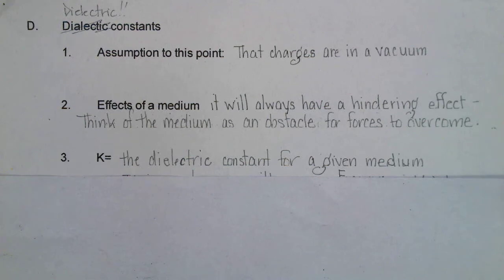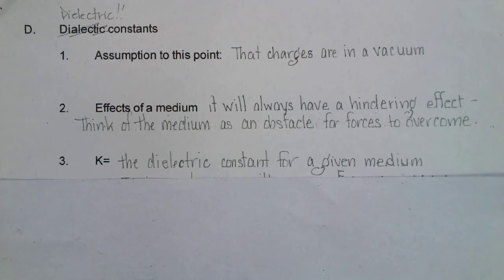It interferes with what's going on between the original charges because the dielectric material, which is, by the way, an insulator by nature, will become influenced by the existence of the charges in the field. And so they're going to start rotating and creating their own alignment of positives and negatives that again mitigate the actual force between the original objects. So K is the dielectric constant for a given medium.